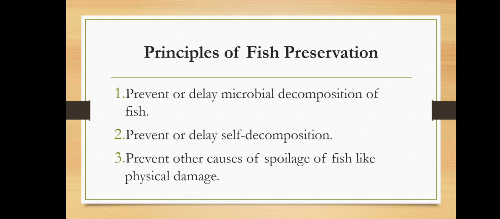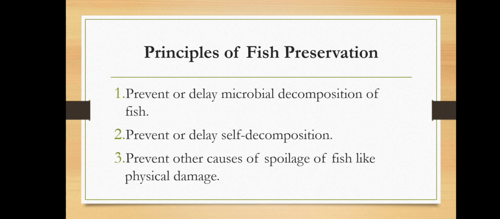Next is prevent or delay self-decomposition. Fish undergo natural enzymatic activities that can contribute to their self-decomposition. Rapid spoilage can be avoided by promptly cooling or freezing the fish after catch to slow down these enzymatic processes.